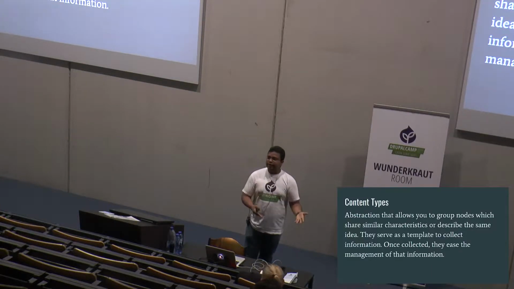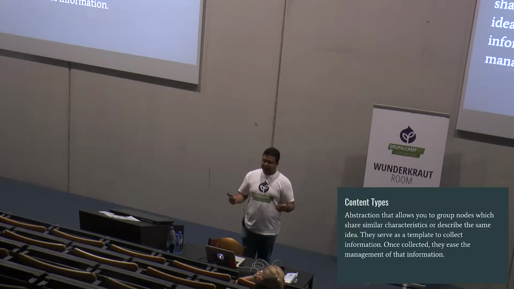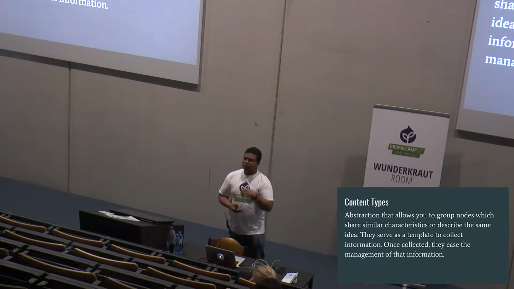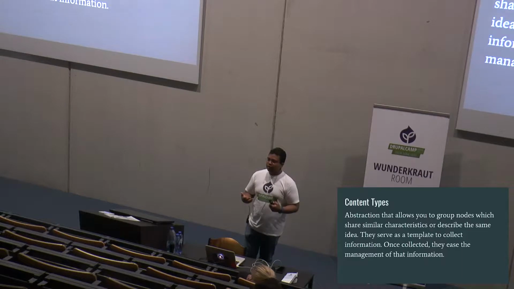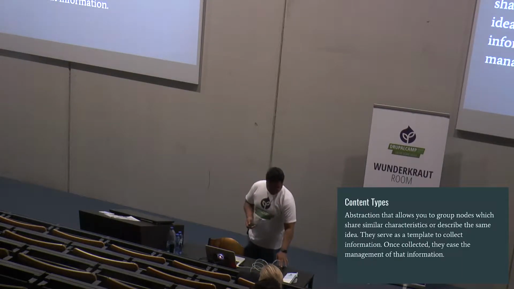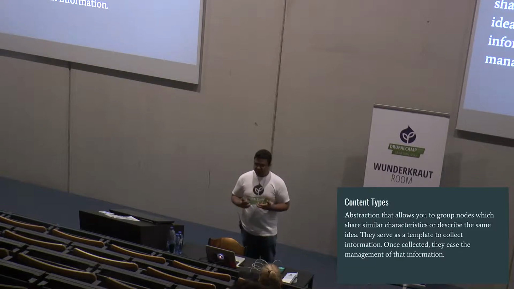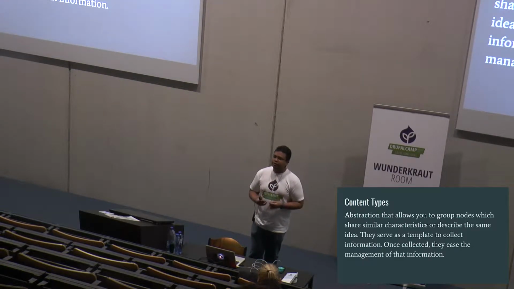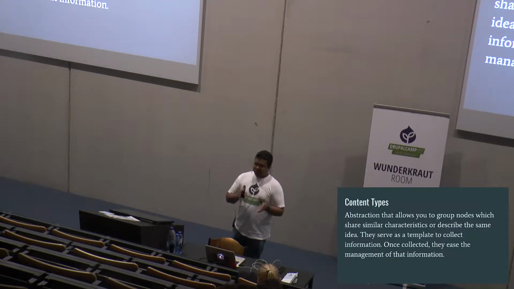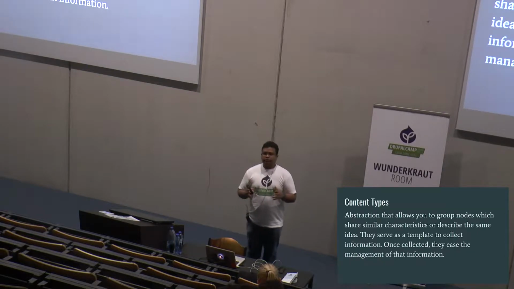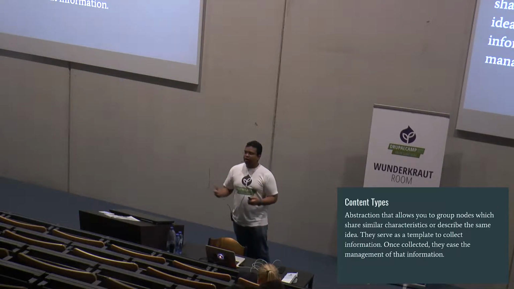They represent two different ideas. Each of them is configured differently, and the content type itself is going to serve as the template. Whatever you define on the content type is the information that you are going to collect when creating nodes. And when you do this, it is easier to manage the information, because you can say, for example, instead of having all the nodes on the website, I want to show only cars, I want to show only motorcycles, and so on.